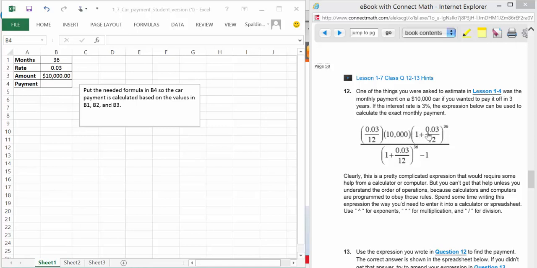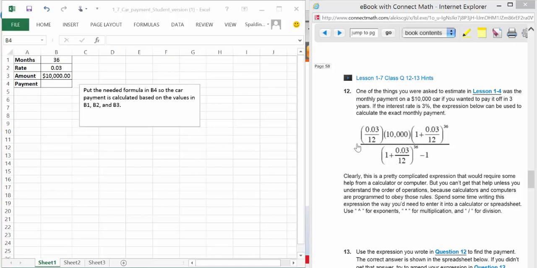And then we have 1 plus the rate, that percentage interest rate, divided by 12, and we raised that to the number of months that we were taking out the loan for. And we said 3 years, so that was 36 months. Divided by, we have 1 plus the rate, that interest rate, divided by 12, raised to the total number of months that we're taking out the loan for, 36 months, and then we subtract 1.